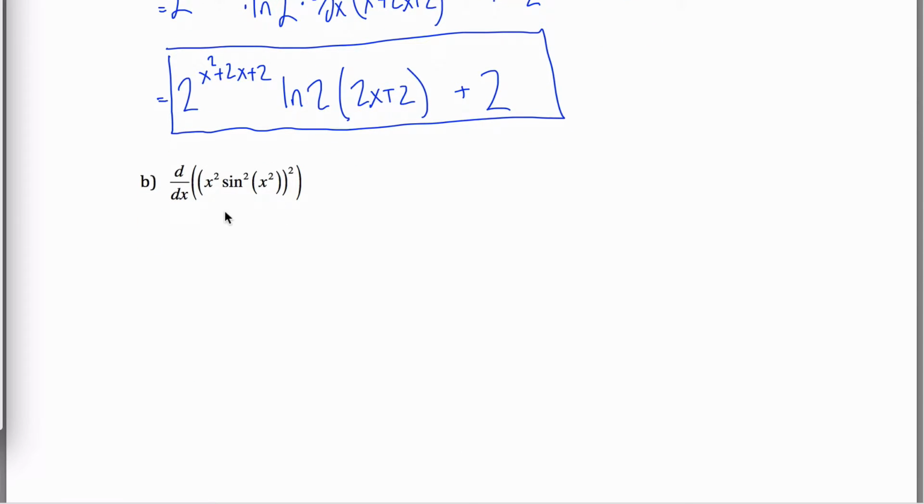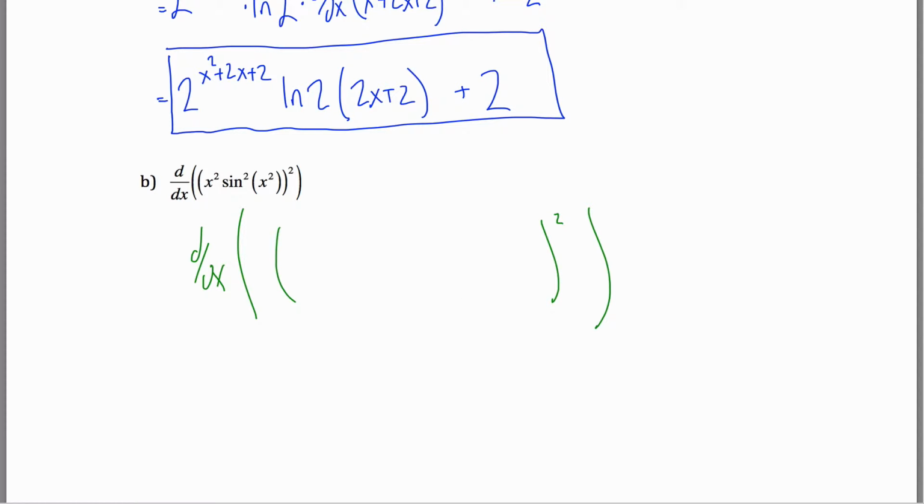And then this one. So kind of similar. You're taking the derivative of just a huge mess of things, kind of making sense of what it's even asking is half the problem. We have a bunch of stuff being squared. So my outermost layer is this stuff being squared. And then what is being squared? Well, it's x squared times the sine of x squared squared. So instead of writing sine squared of x squared, I'm going to write sine of x squared squared, so it's more obvious what is each layer.